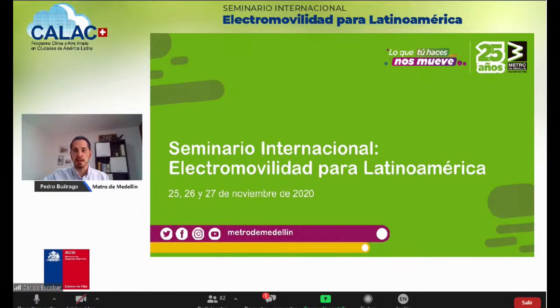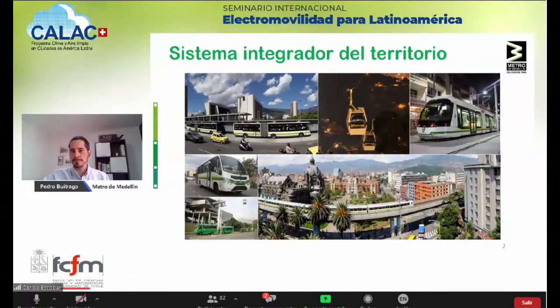Hello, good morning. I would like to particularly express my greetings to the organizers and participants. It is an honor to be with you here today and to share part of our experience, the experience of the Metro of Medellin and our experience with bus operation. I am going to start by giving some information about the Metro of Medellin. Then we will move on to the operation of the bus lines and our experience with electric buses.